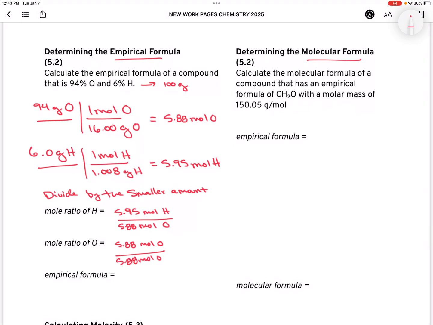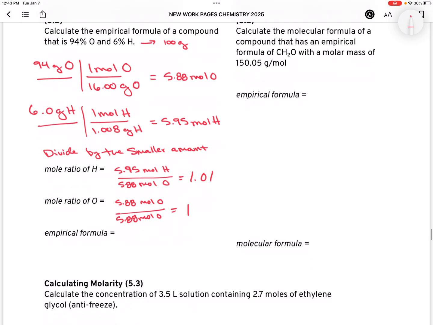So what we're going to do is divide these. This bottom one is basically 1, so 5.88 divided by 5.88 is 1. And then the next one up here is 1.01, and that's very, very close to 1. So what we're doing is we're trying to find a comparison, and if you look at this comparison, it ends up being a 1-to-1 ratio. So when we write this, the empirical formula is just OH, because when we do the math, it comes out as 1-to-1.